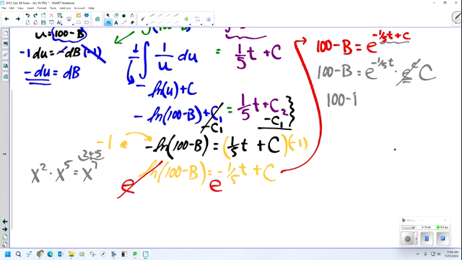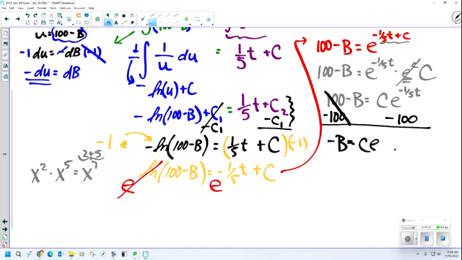Woo! I told you to hang on. So it's some constant times e to the -1/5 t. You with me? Good. All right, well, what else do we got to do here? Let's just subtract 100 from both sides. Man, we are working. Boom. -b equals some constant c times e to the -1/5 t minus 100.